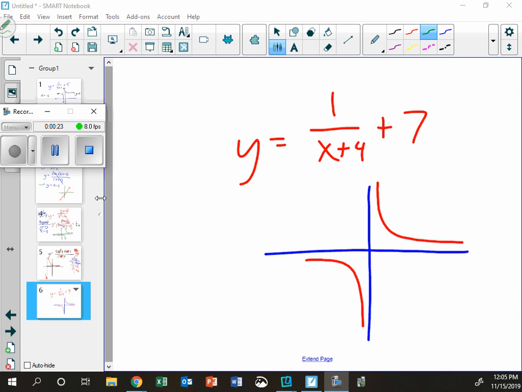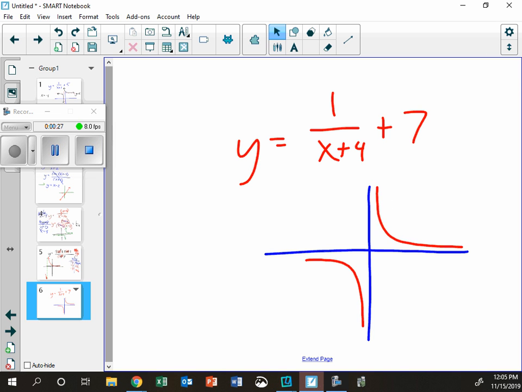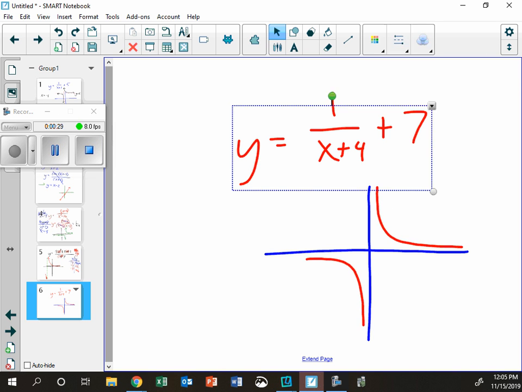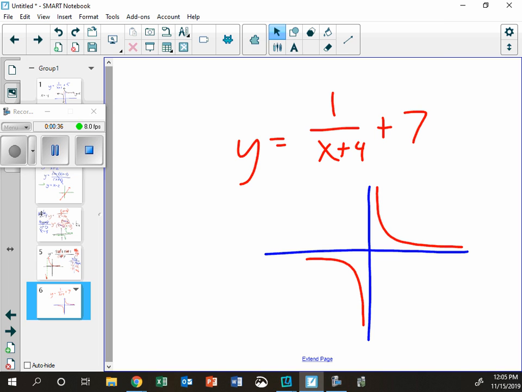All right, would you agree that this is a butterfly 1 over x function, and it has to be moved? Which way does it have to be moved? To the left for, okay, I'm going to take and make an asymptote set here. I'm going to make this green asymptote for this way and this pink asymptote for that way. And I'm going to move them 4 to the left and up 7.